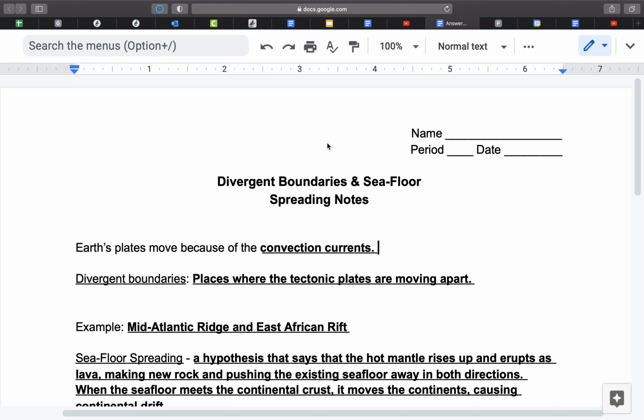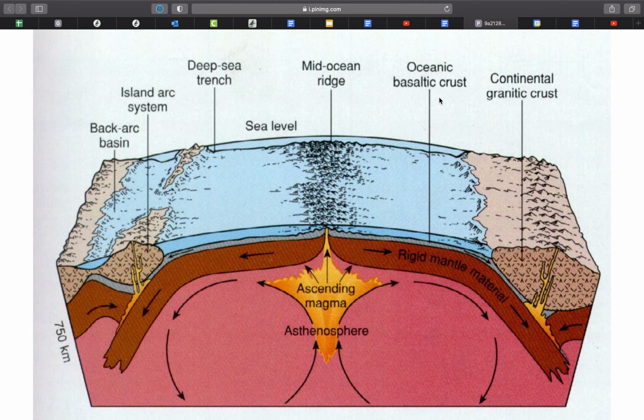Before we start talking about this type of boundary area is why the plates move at all in the first place. And that's because of the hot material from the Earth's inner and outer core circulating, that hot, less dense material rising and being replaced by that cooler, more dense material. We call that a convection current.